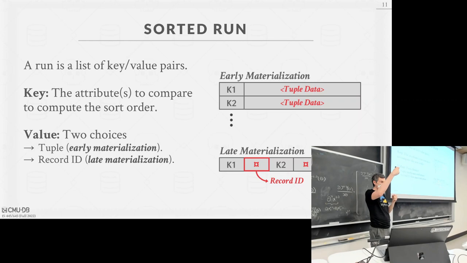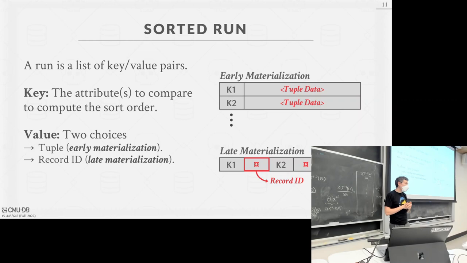But the advantage is that when I actually need to produce the result to send to the client, I don't have to go fetch the tuple again from disk. I bring it in once and try to keep it in memory as much as possible. In late materialization, you can do as much of the work as you can on the keys with just the record ID, and only when you actually need the rest of the values do you go fetch the tuple.